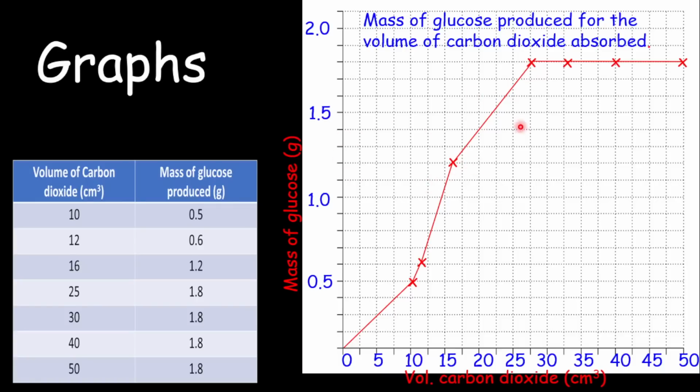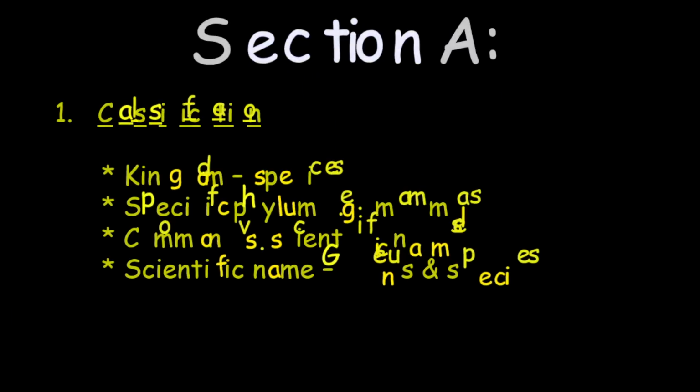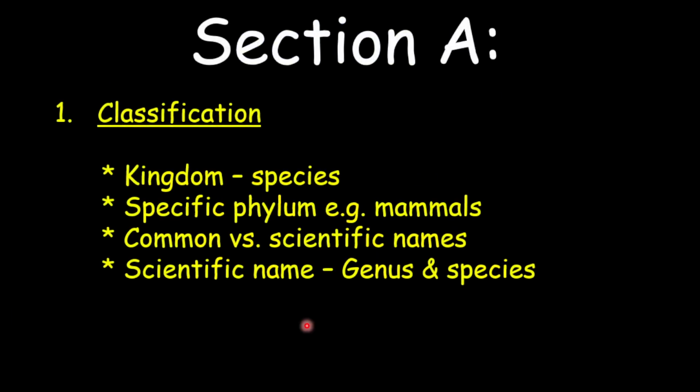What is also important, the line must be smooth and the points that you plot must be fine and on point. All right, so notice there are a number of marks you can earn from just drawing a graph. So that being said, now let's go into our specific sections, and we're going to go to section A first, talking about classification.